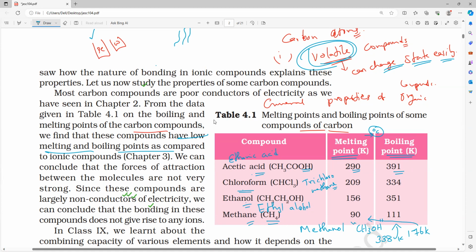So they have low melting points and boiling points compared to which compounds, everybody? Compared to ionic compounds. Understand? That is what you studied in chapter 3, where they clearly mention the differences between properties of ionic compounds and properties of covalent compounds. You must study that, everybody.